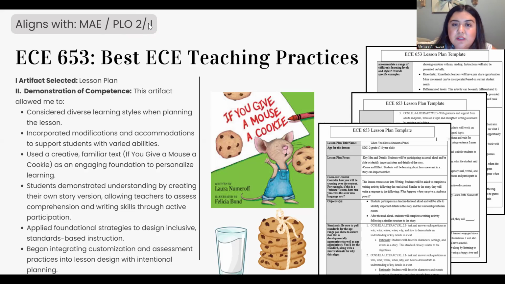And it did show that I'm able to do intentional planning on my end to consider all of the students' needs. So again, this artifact demonstrates how I was able to meet PLO2 at an introductory level.